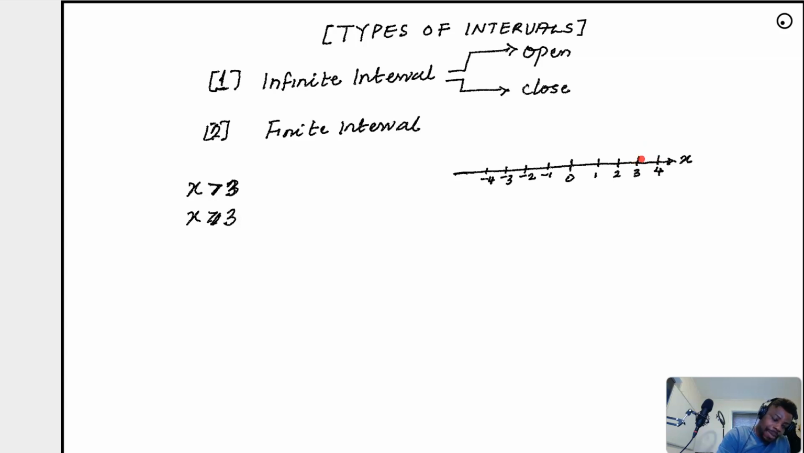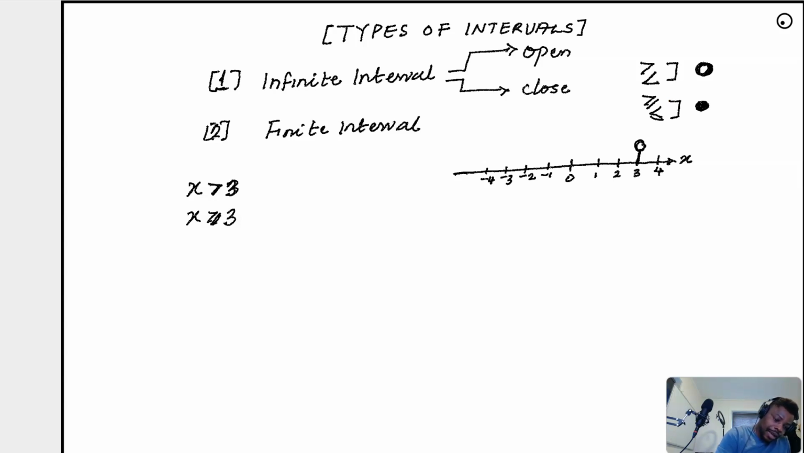So in a number line like this, I will put greater than. Whenever you're talking about greater than or less than, we use this notation. Okay? Whenever you're talking about greater or equals to, less or equals to, we use shaded.